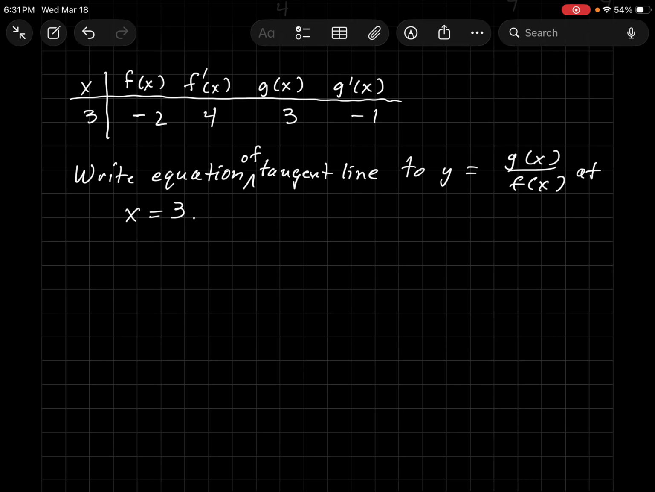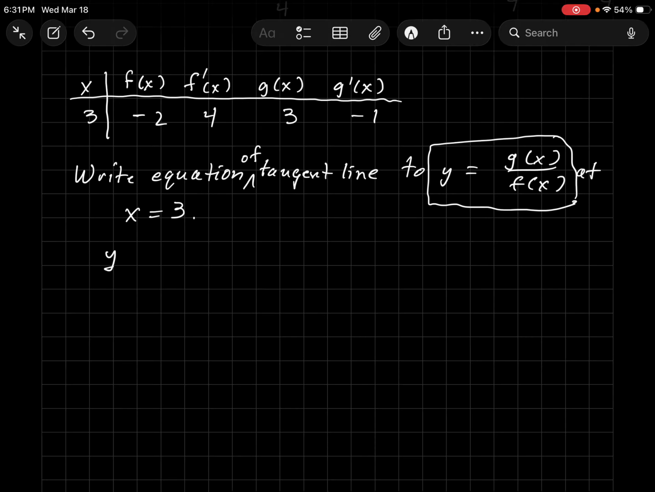Notice what I did over here. It's one of my favorite things to do when I'm teaching quotient rule, because I give you the formula f over g, but now I'm giving y as g over f, because it's not about the letters or the formula, it's about position. Okay, the equation of a tangent line, we need three things. We need the x, we need the y, we need the slope.